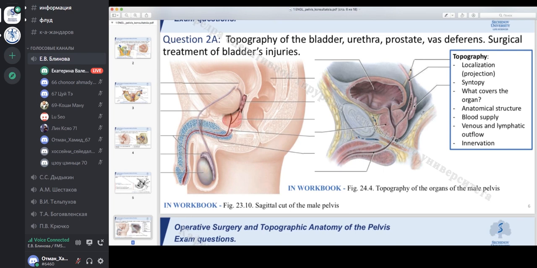The urinary bladder has a neck, and here the urethra is located. The length of the female urethra is 3 centimeters. The length of the male urethra is usually 20 centimeters. The male urethra is divided into three parts. The first is the prostatic part, the second is the membranous part, and the third is the spongy part.